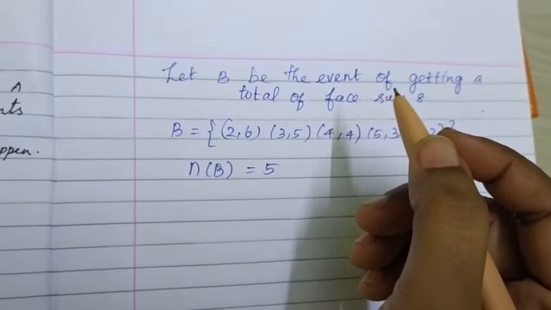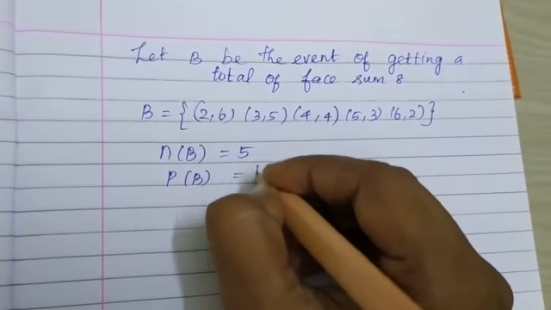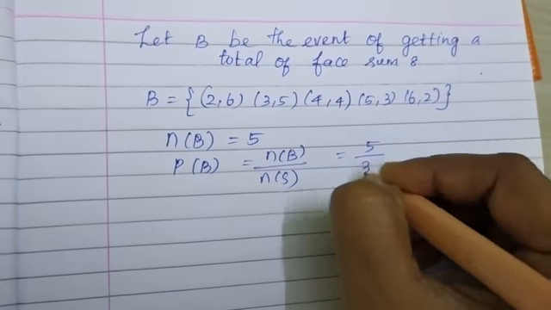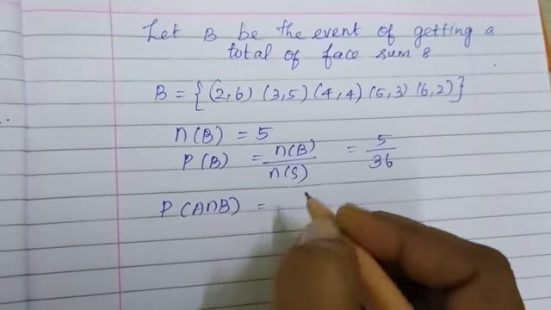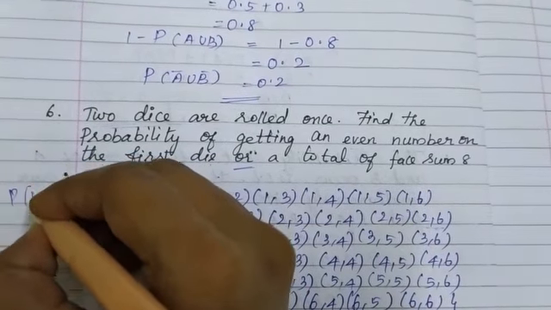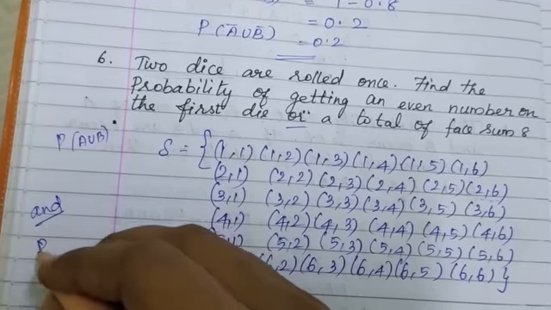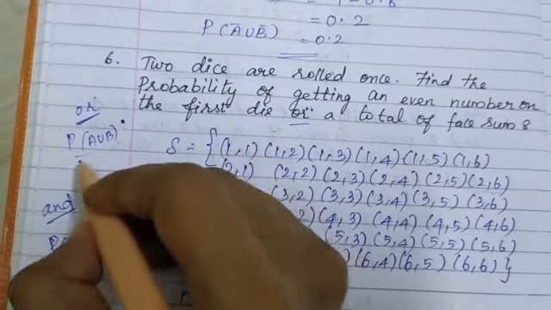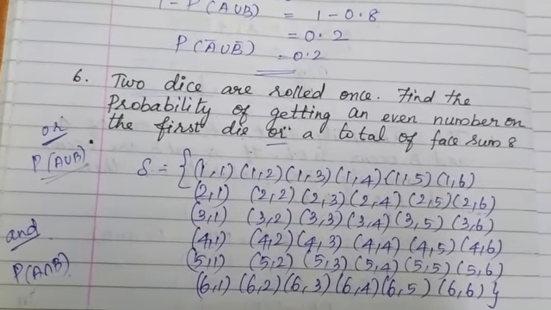Okay. Next P of B is equal to number of B by number of S. So 5 by 36. Next we find P of A intersection B. This A or B is given, so you use the formula P of A union B. Suppose the question is asking A union B, we use the union formula, and if it is asking you, we find A intersection B. Okay. So here it is A or B only.